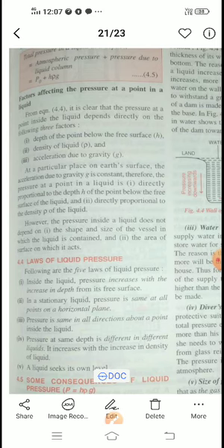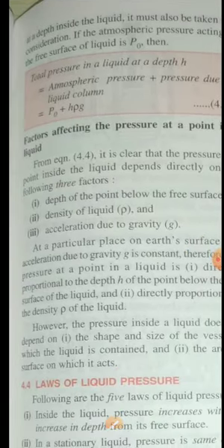However, the pressure inside a container does not depend upon the shape and size of the vessel, and it also does not depend upon the area of the surface on which it acts, because we do not have any formula here which relates to area. We have a formula which relates to height, density of the liquid, and acceleration due to gravity. If you go deeper into a sea, you will feel more pressure. If the liquid becomes denser and denser, again the pressure increases.